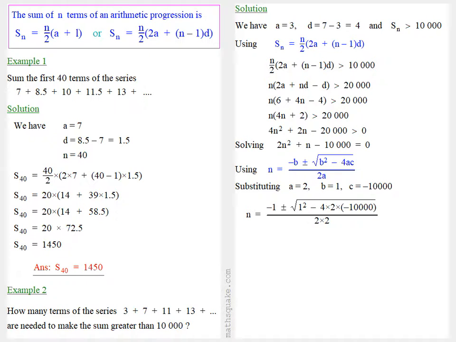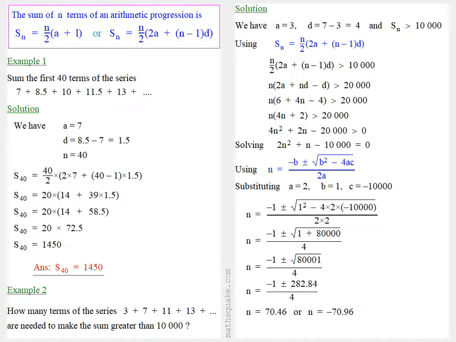Now that gives us a fairly complicated expression, but it simplifies down to n is equal to minus 1 plus or minus the square root of 80,001 over 4, which simplifies to minus 1 plus or minus 282.84 all over 4. So n is equal to 70.46 or minus 70.96. Well, n has to be positive and a whole number, so we want the next number greater than 70.46, and so we would need 71 terms.